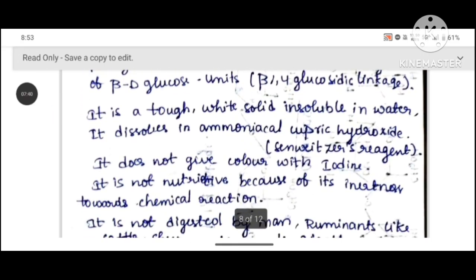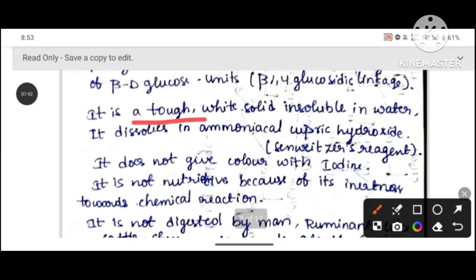Again, it is tough. Cellulose is tough and a white solid. It is insoluble in water. It dissolves in ammoniacal cupric hydroxide, which is also known as Schweitzer's reagent. And it does not give any color with the iodine test. It is not nutritive as well because it helps in the structural composition of the cell wall.